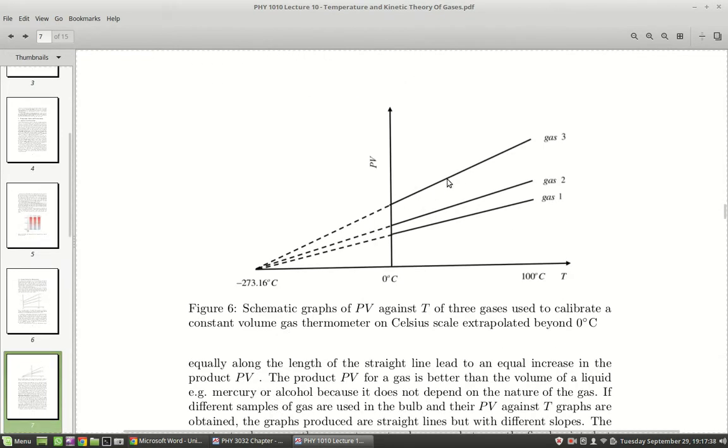These lines, for each of the gases, you extend them backwards. When you extend these lines, they are going to cut the temperature axis at the same temperature of minus 273.15. I've written 16 here, kind of a mistake. I really get confused whether it's 273.16 or 273.15. But they are going to hit the temperature axis at this point. It doesn't matter which gas you're going to use.